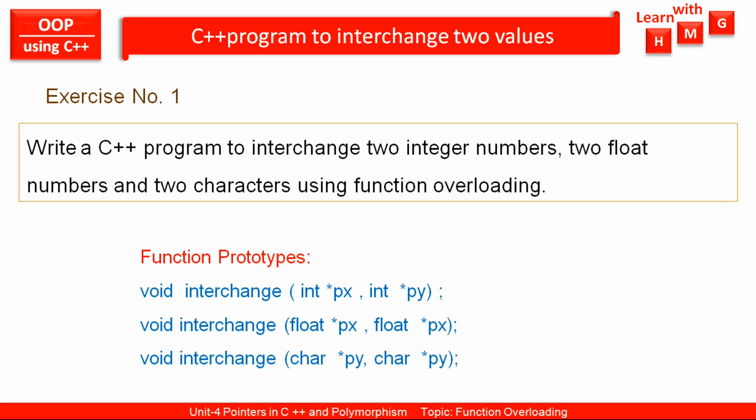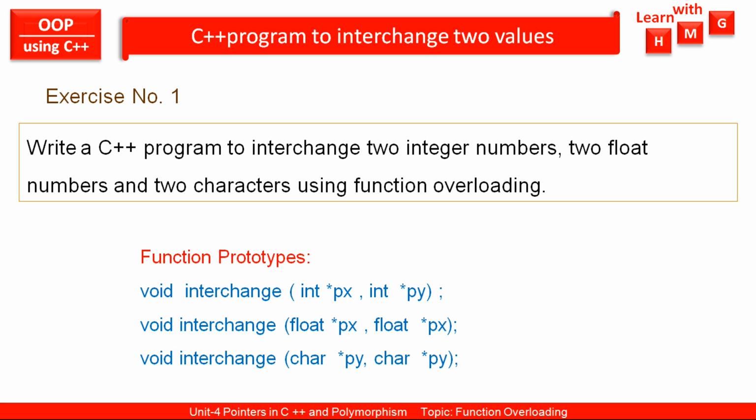So these will be the function prototypes: interchange, interchange, interchange, the same function name for three functions. The first interchange function accepts two integer type pointers, the second interchange function accepts two floating point pointers, and the third interchange function accepts two character type pointers, and using these pointers the two values will be interchanged. So these are the three functions to which the pointers are passed as arguments. Now let us write a C++ program and execute it to interchange these three types of values using function overloading.